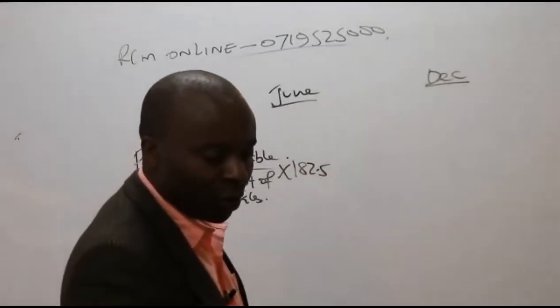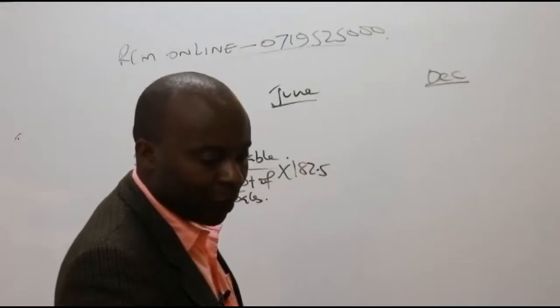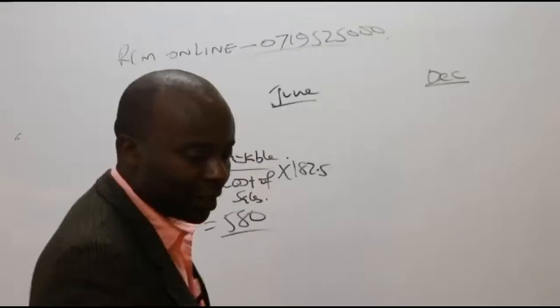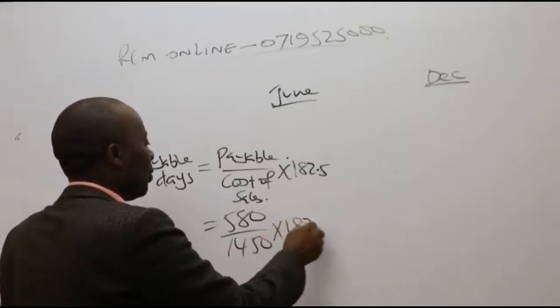So then, ladies and gentlemen, what I will do, I will come here very fast and pick for the month of June, for this period ending June, the payables. The payables, I have 580, divided by cost of sales for the period ending in June. The cost of sales I can see 1450, times 182.5.